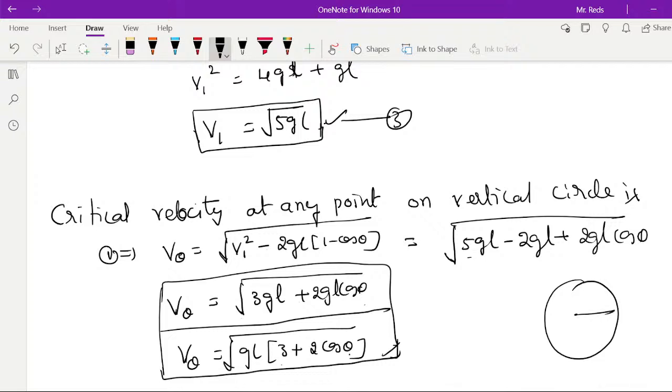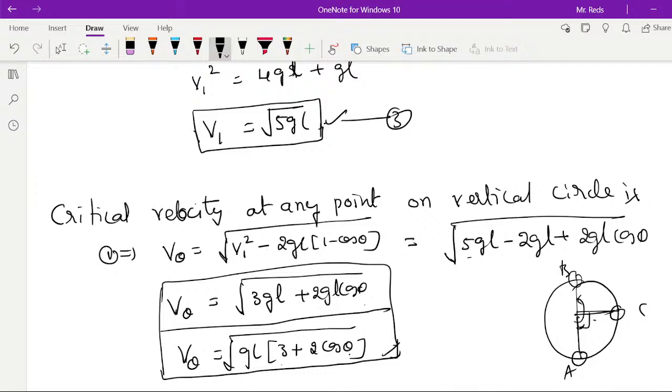At the bottommost point you have to take theta as 0. At the topmost point, theta should be 180. At this point, you can take it as A, B, C, so theta here should be 90. Cos 90 is 0, you get root 3gl. Here the velocity to be possessed for the vertical circular motion to be completed should be root 3gl. So the difference between these two velocities should be root 5gl minus root 3gl, accordingly, by applying conservation of energy only.